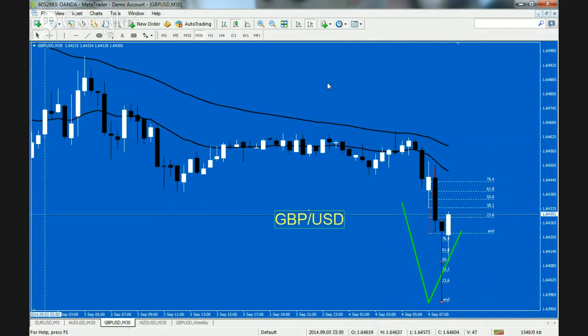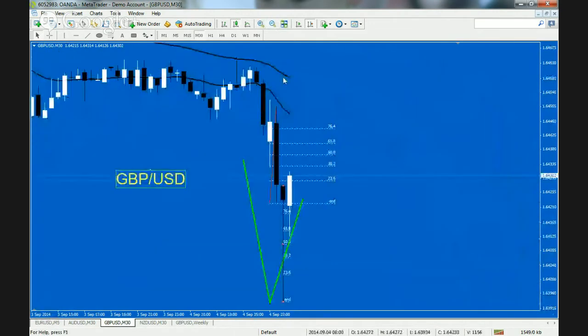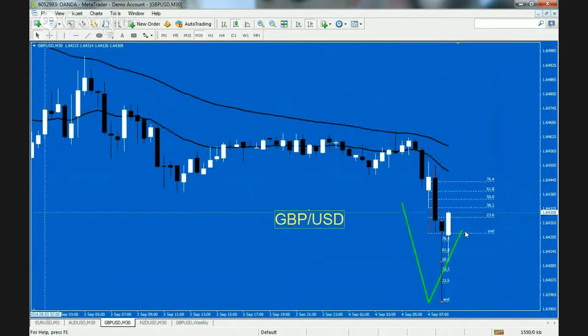Let's take a quick look at the pound. Zoom out. Okay, so this is a 30-minute that I'm on right now, watching this movement coming out of the start of London.